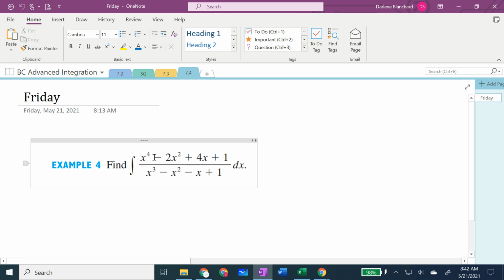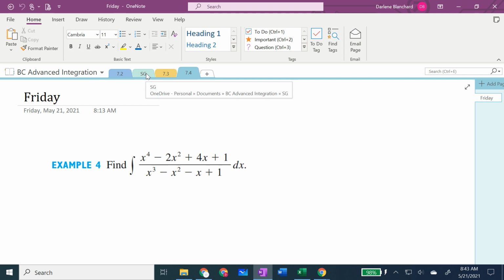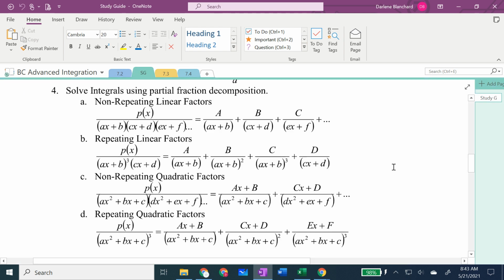If the degree of the numerator is less than the degree of the denominator, then it's time to turn to fraction decomposition. If it isn't, if the degree of the numerator is equal or greater in degree, like this one is, you're going to have to start with doing polynomial division, and then you might be turning to the integration technique of fraction decomposition. Now, the only fraction decomposition we've done so far is the non-repeating linear factors.